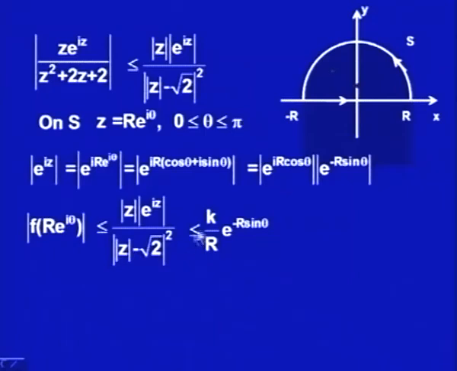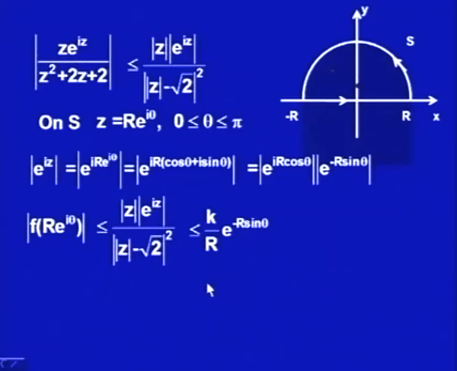So, let us use it from there, that is k by r, and mod of e to the power i z is equal to e to the power minus r sin theta. Now you see we have obtained a modified or finer bound for our f z. Previously, I had found the bound for f z as k by r only. Now I have found my bound for f z as k upon r e to the power minus r sin theta, where theta is from the parametric representation of the semicircle S, where z can be written as r e to the power i theta. So, we have got a finer bound.